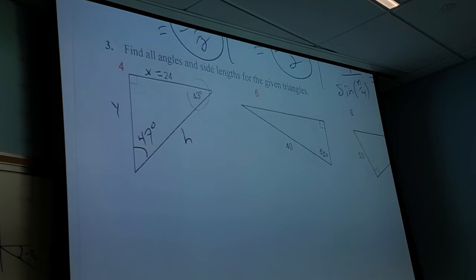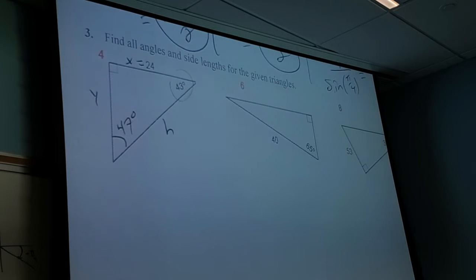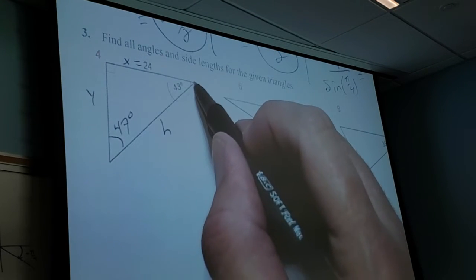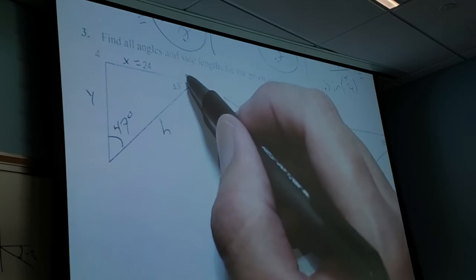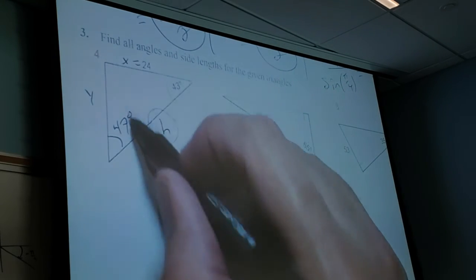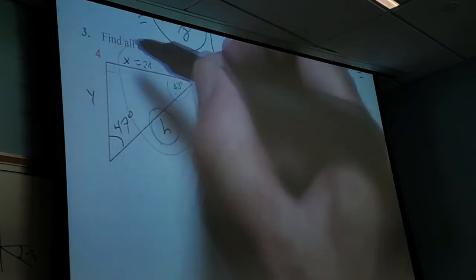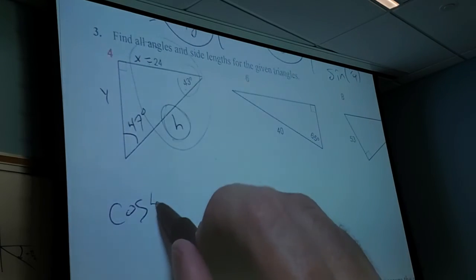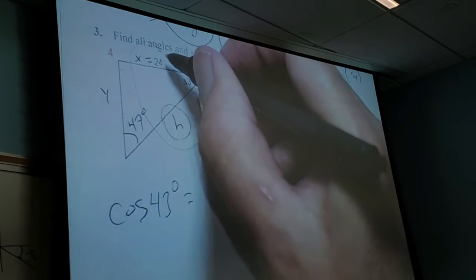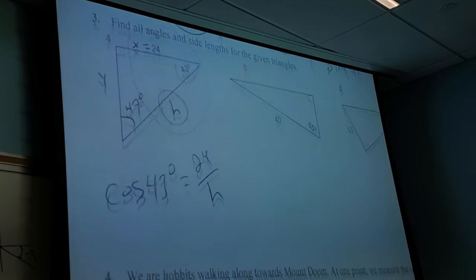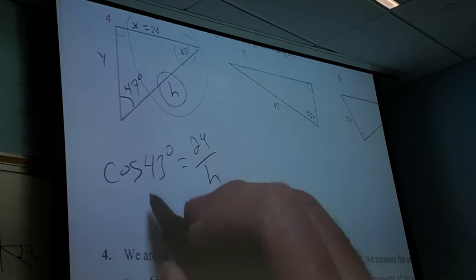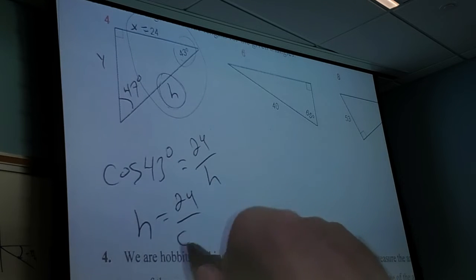Okay. So let me just do one of these problems, and I'll let you do a few more. How would I figure out, so I know this side is 24, right? What trig function could I use that would relate all three of these things? What relates x to h? Cosine. So the cosine of 43 has to be x over h. Can you solve that for h? That h will be 24 divided by cosine of 43.